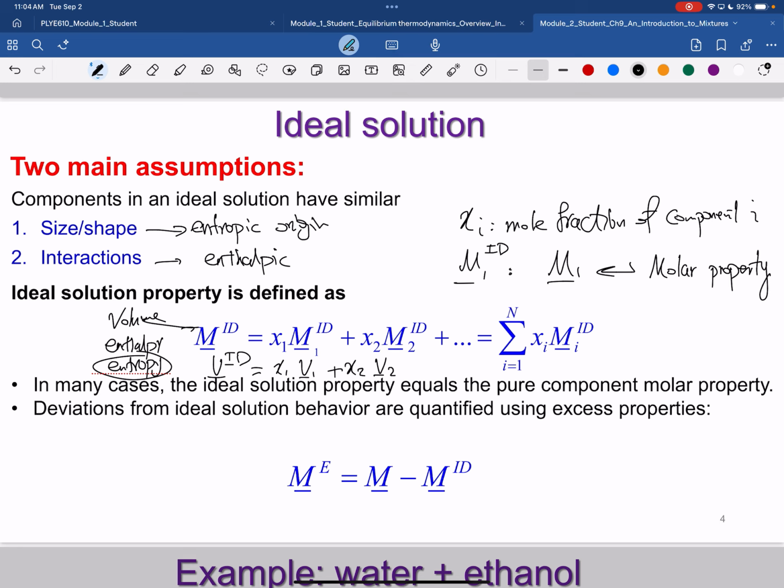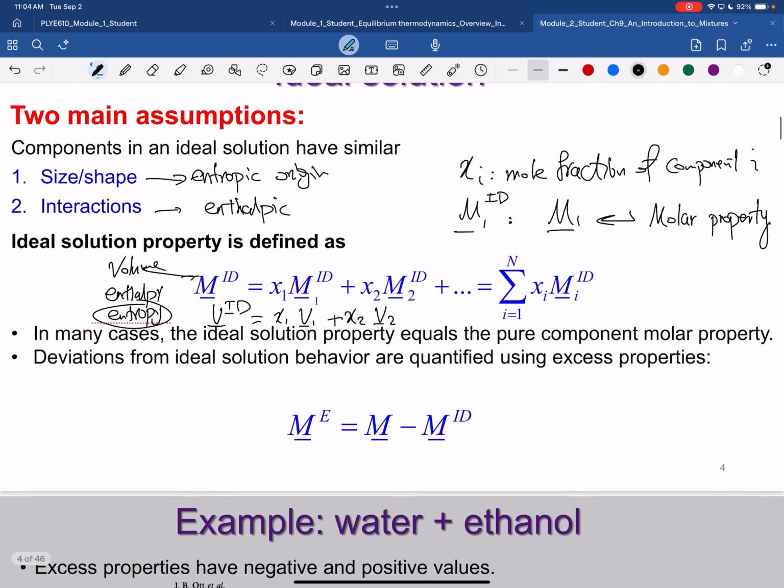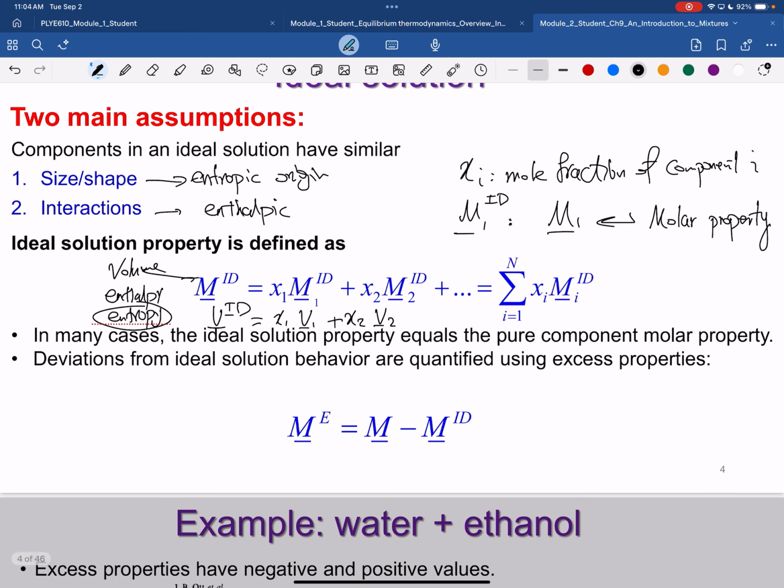Now, in a real mixture like water and ethanol, the real volume is different than what you expect from the additivity. So I can define another parameter, the excess volume. For all of the parameters that we are going to consider, we can define this excess. So it shows the difference between the real molar volume and the ideal volume. Okay?